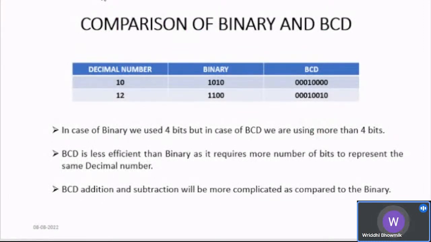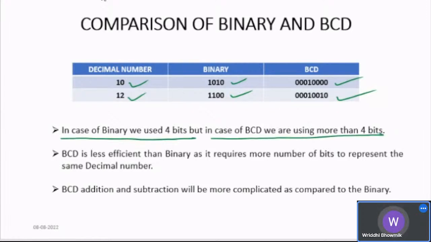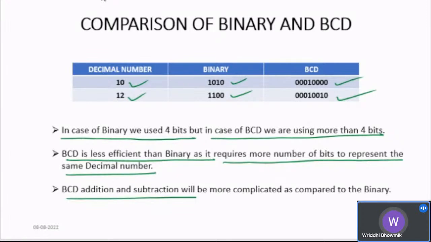Okay, now comparison of binary and BCD. You see, when you have the decimal 10, you check out the binary 1010 and you check out the BCD. For decimal 12, what is the binary and what is the BCD, you can easily understand. So in case of binary, we used 4 bits, but in case of BCD, we are using more than 4 bits. BCD is less efficient than binary as it requires more number of bits to represent the same decimal number. BCD addition and subtraction will be more complicated as compared to binary. Okay, so some disadvantages are there.